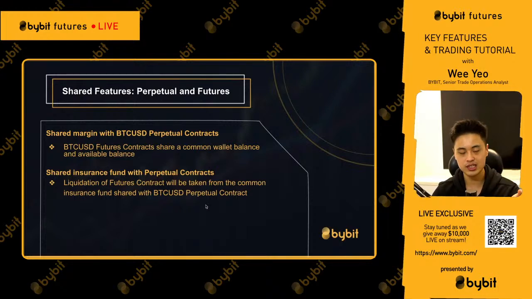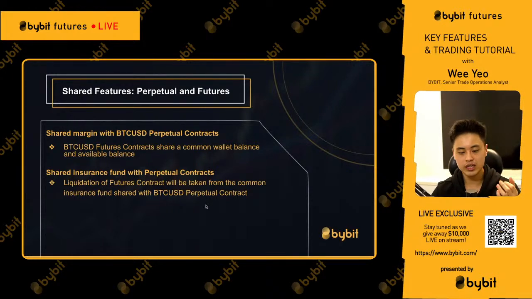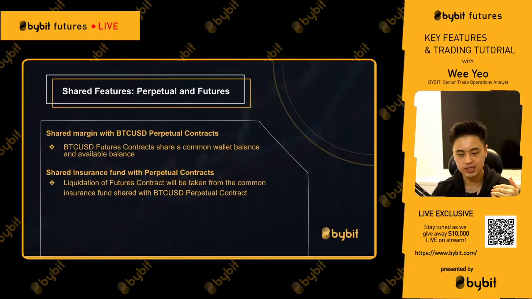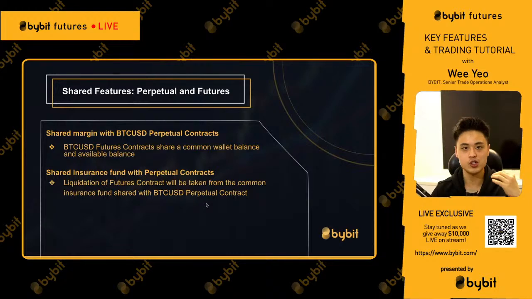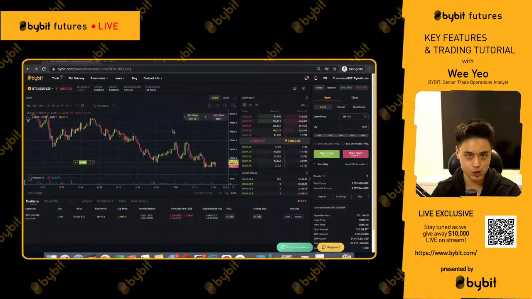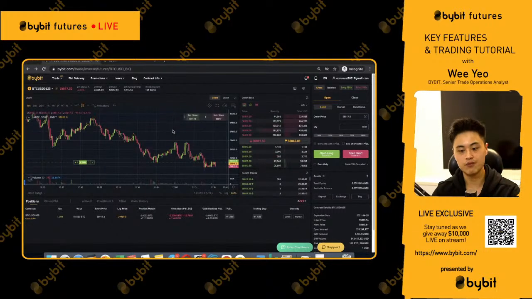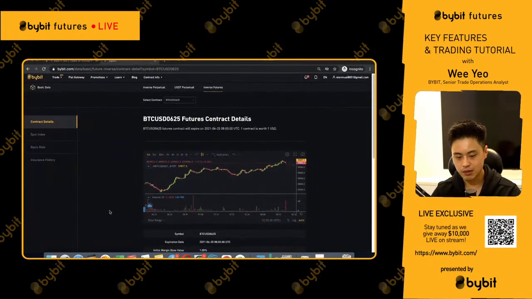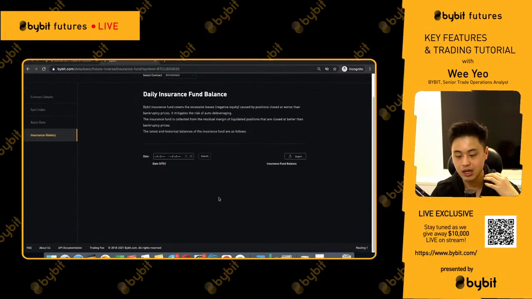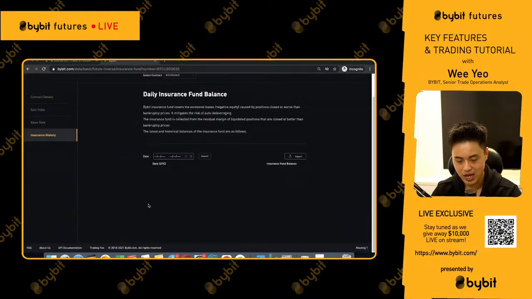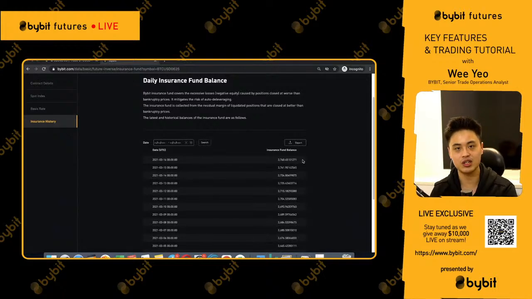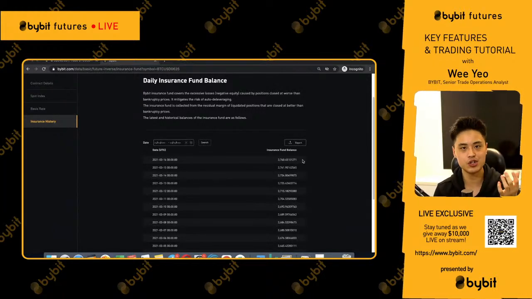Likewise for futures, there will be liquidation as well. If the liquidation happens and it is worse than the bankruptcy price, the fund will be taken from your insurance fund. This insurance fund is shared between the BTC USD inverse perpetual and the inverse futures. Glad to share that our inverse futures insurance fund still has around 3,700 BTC. So please rest assured that there won't be any auto deleveraging happening soon.